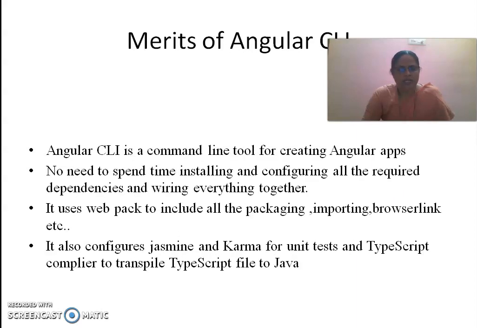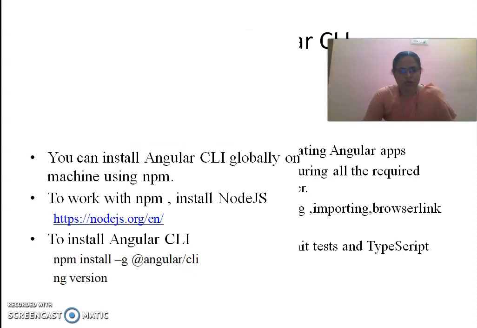Angular CLI is a command line tool for creating Angular apps. There is no need to spend time installing and configuring all the required dependencies and wiring everything together. It uses Webpack to include all the packaging, importing, browser link, etc. It also configures Jasmine and Karma for unit tests and the TypeScript compiler to transpile TypeScript files to JavaScript.